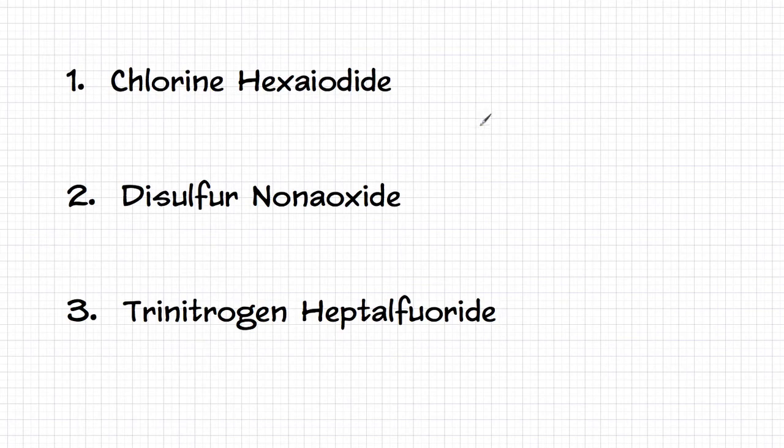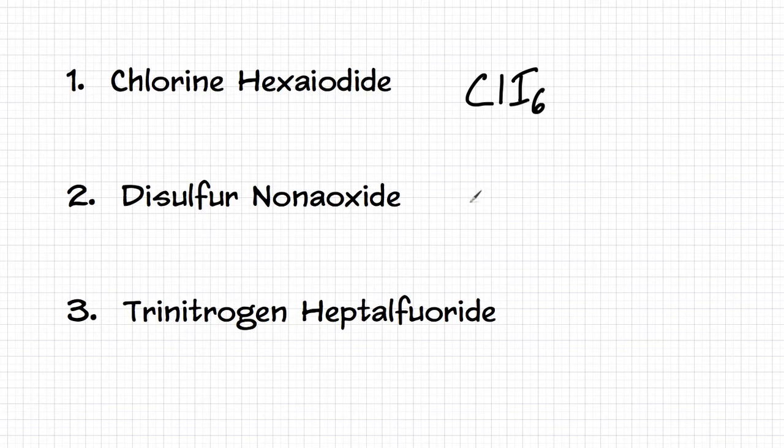Okay, now we're being asked to write down the formulas for these, and this you will find is actually pretty easy. This is chlorine hexaiodide, so it's chlorine, and hexa means 6, so we have 6 iodines, just like that. And just a little reminder that if you write your I's like I do, they kind of look like 1s. Make sure that your I's are distinctly I's so that people can tell the difference.